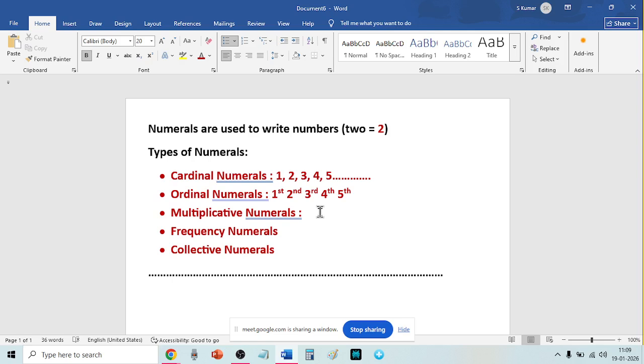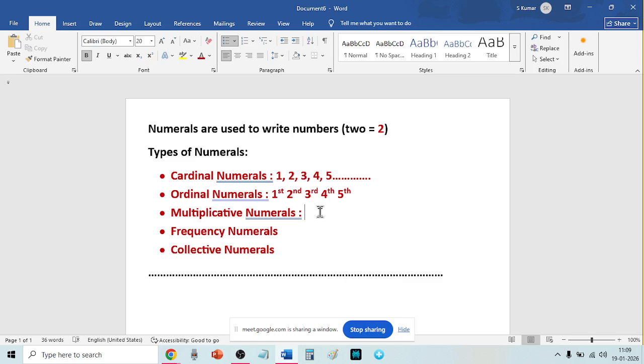So cardinal numbers are 1, 2, 3, 4, 5, 6, 7, 8. Ordinal numbers show position or order. First means in position 1. Second means in position 2. Third, position 3. Fourth, position 4. So that is ordinal.